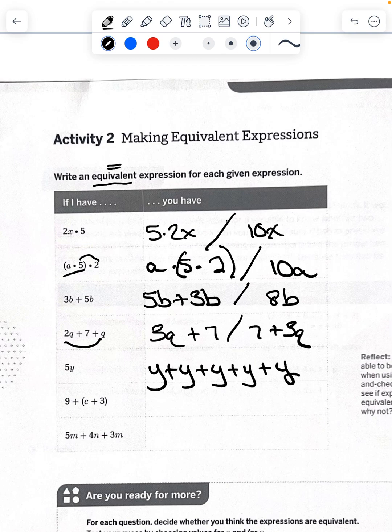Okay. The next one, 9 plus c plus 3. I could change those groupings and have the c hanging out with the 9. That would be one way to write an equivalent expression. I could also combine those constants, as they're called, 9 and 3, to get 12 and say c plus 12 or 12 plus c.